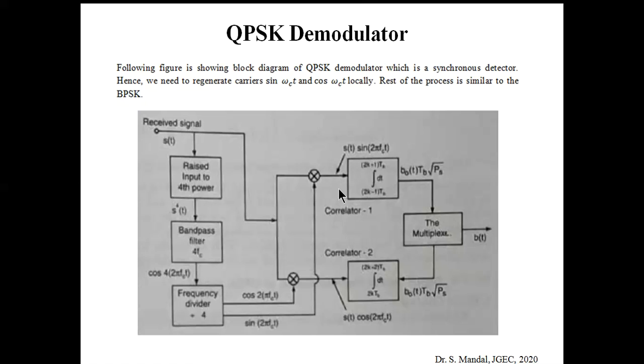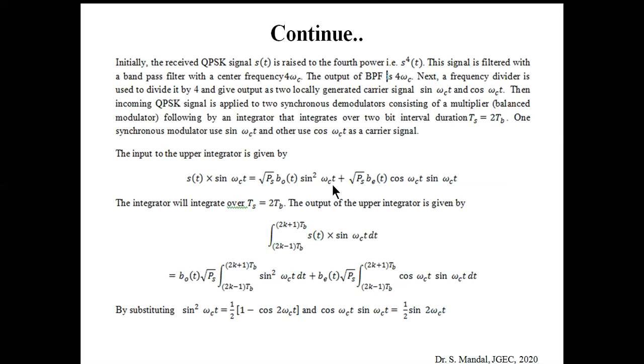Now this signal passes through an integrator, and the output of the integrator goes to the multiplexer. Let's see what the function of the integrator is. The input of the upper integrator is s(t) times sin omega ct. We know that s(t) is root Ps times b0(t) sin omega ct plus root Ps times be(t) cos omega ct. So if we multiply it with sin omega ct, we get root Ps b0(t) sin square omega ct plus root Ps be(t) cos omega ct sin omega ct.